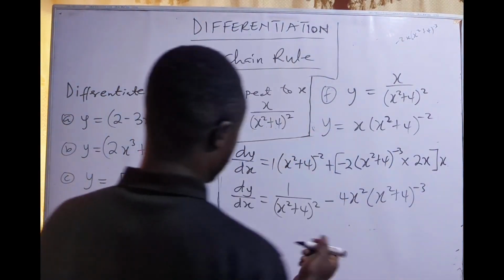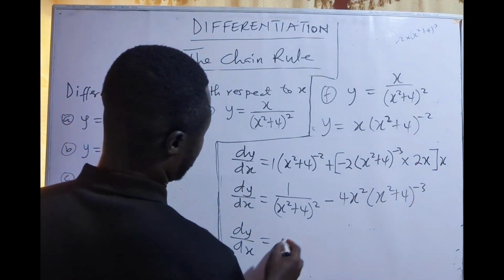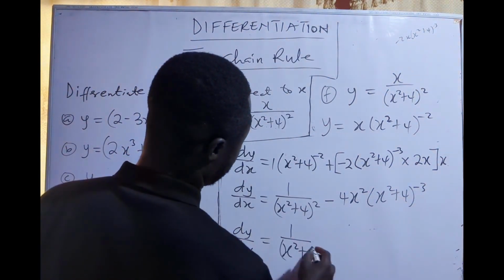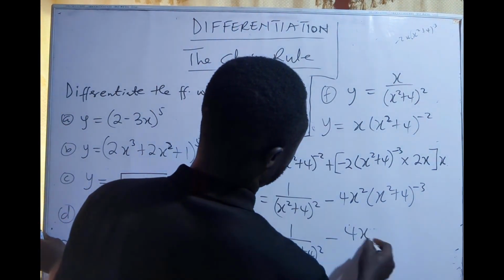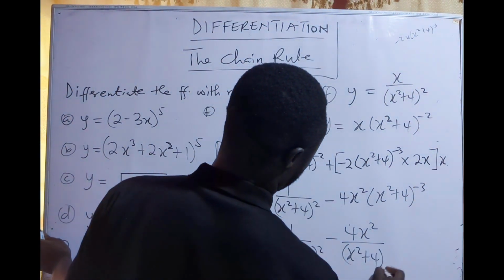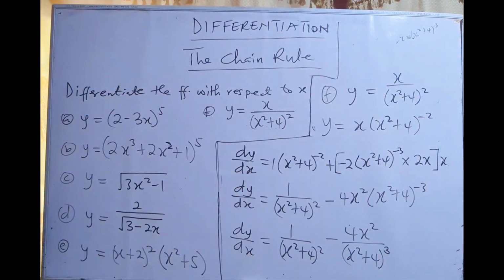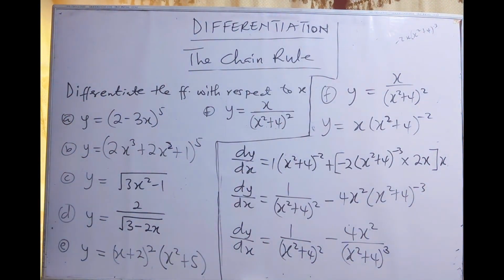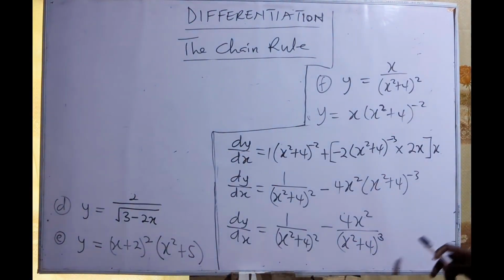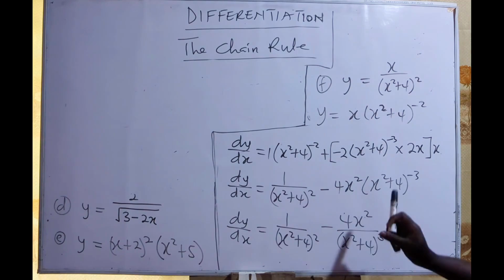So dy on dx is equal to 1 over (x squared plus 4) all squared minus 4x squared all over (x squared plus 4) all cubed. This negative exponent comes down to a positive exponent of 3. So this is how our answer is going to be. Looking at where we reached, we had 1 over (x squared plus 4) all squared minus 4x squared over (x squared plus 4) cubed.